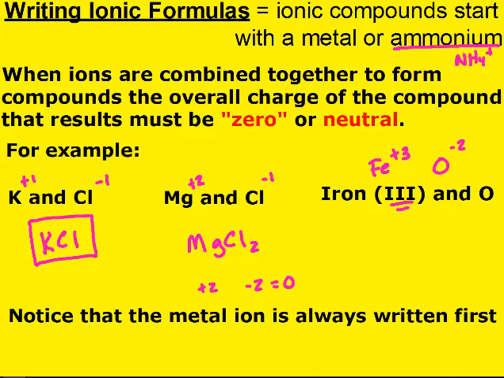Or I could do what we did a second ago and cross the charges. That 2 goes here, that 3 goes over here. I'm just crossing them. If you cross them, though, you do have to be careful that if they reduce, you reduce them down. So reducing would be if they're the same number, or a 2 and 4, a 2 and 6, things like that.